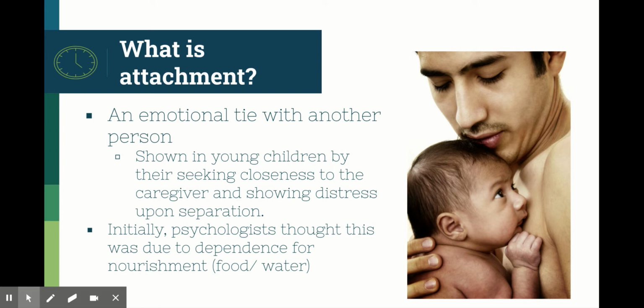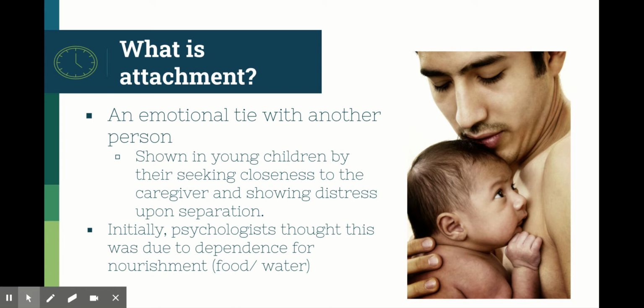So first, especially when talking about young infants, the key thing we're going to be looking at is something called attachment. So what does that mean? Attachment is an emotional tie that you have with another person. It's particularly shown in young children by them seeking closeness to their caregiver, who could be a parent or someone else that is around the child, and showing distress upon separation. So if that caregiver is gone, the child lets you know that they're not happy that they're gone.